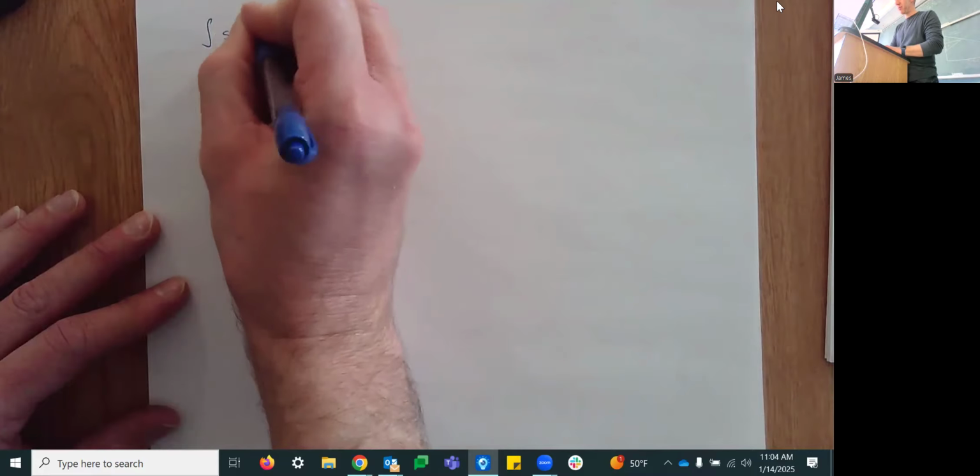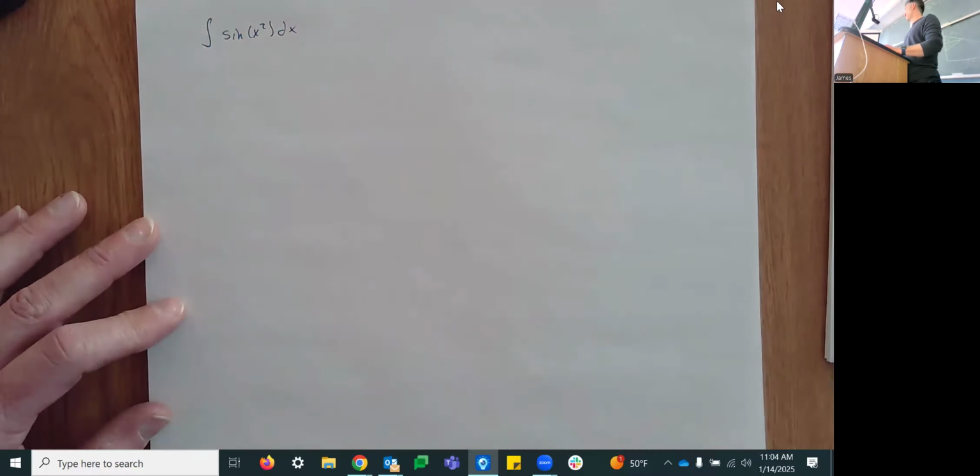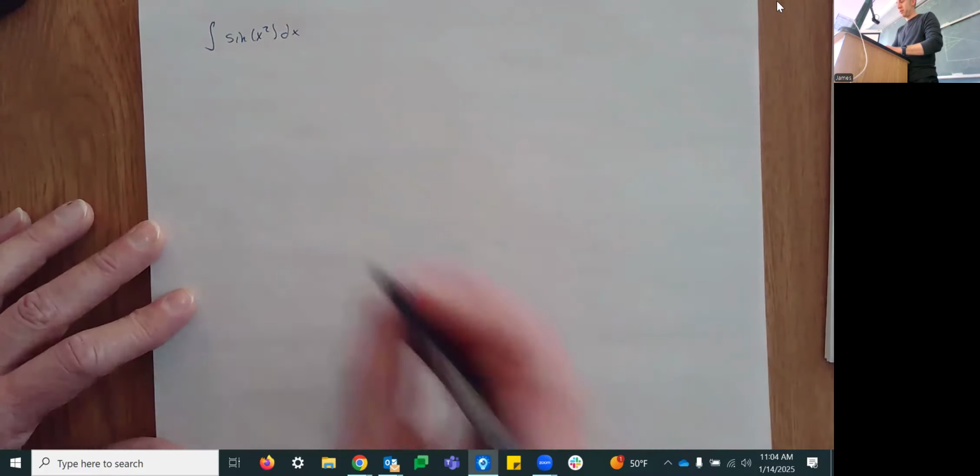Wouldn't that have an antiderivative of sine x? Not sine of x squared. Not sine squared of x. So this also is not antiderivative. Yeah, I know.